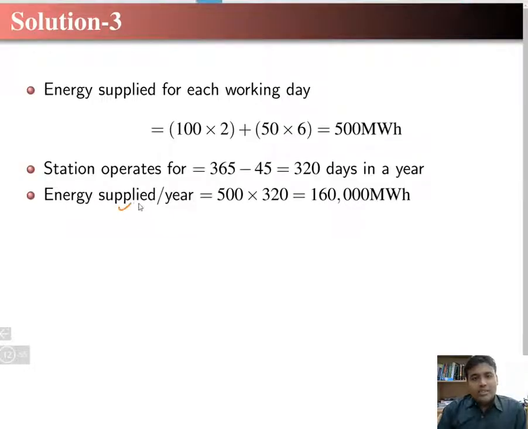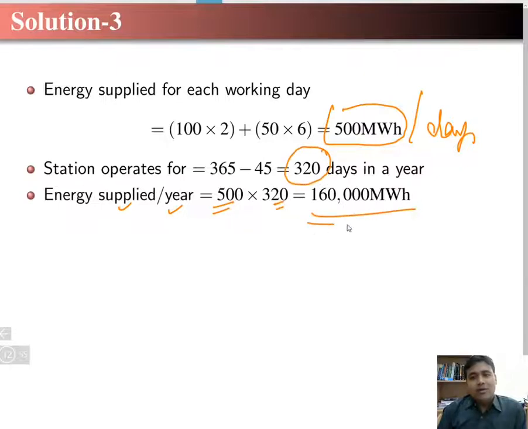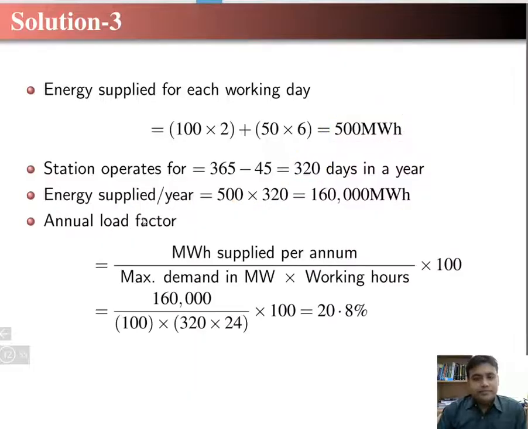So what is the energy supplied per year? This was the energy generated per day. So if you multiply that 500 with the 320 days that the plant is in operation, you'll get the megawatt hour energy supplied per year.